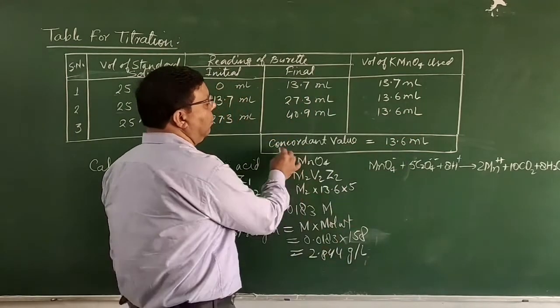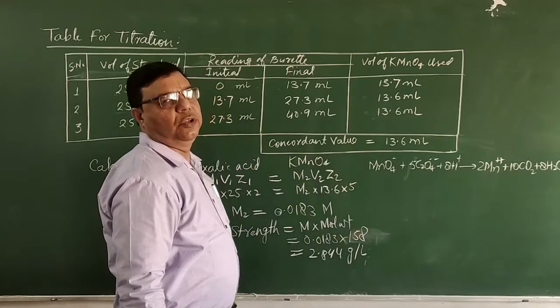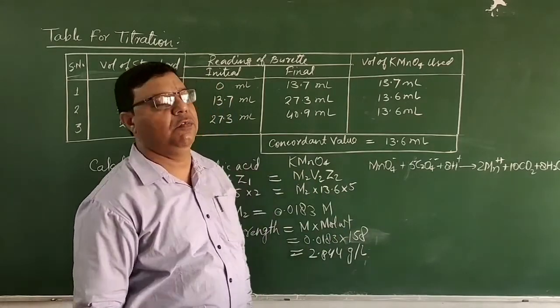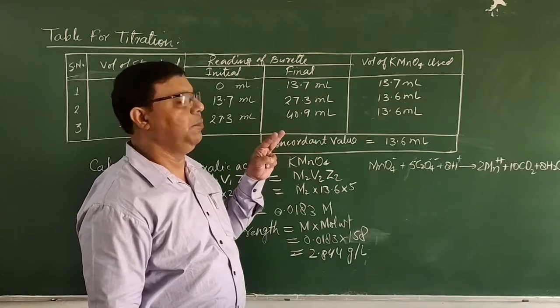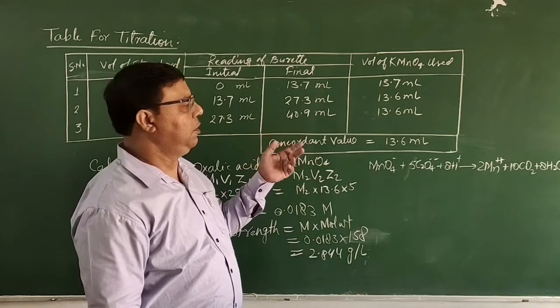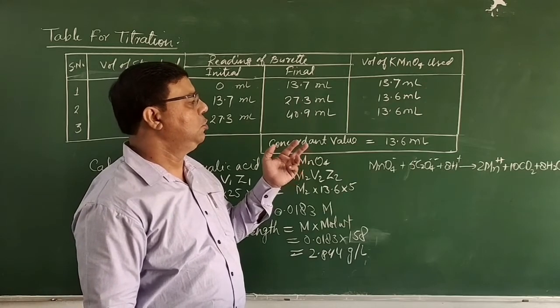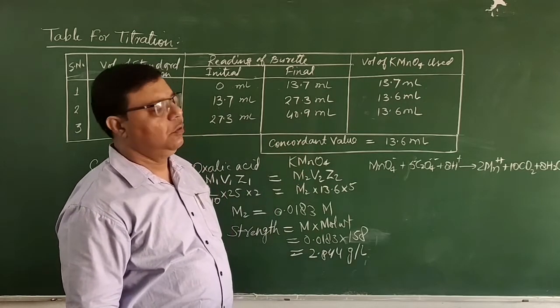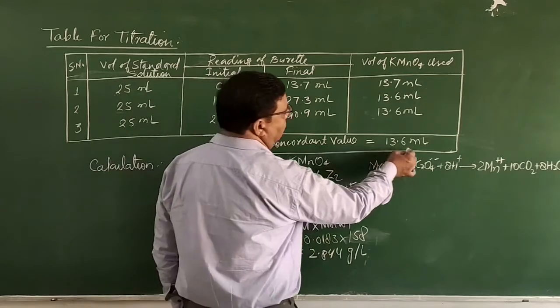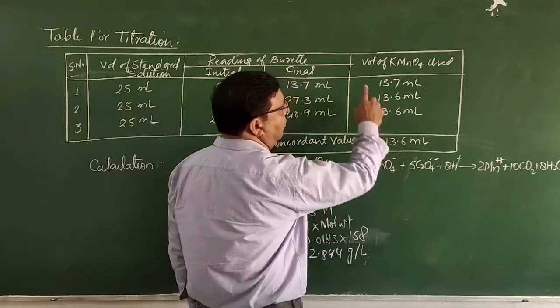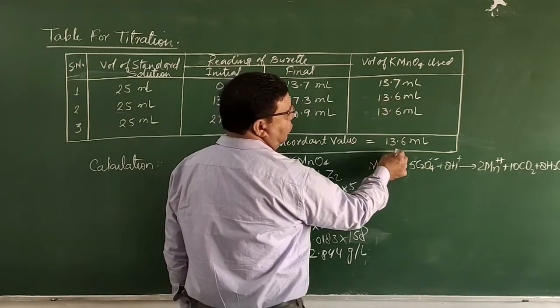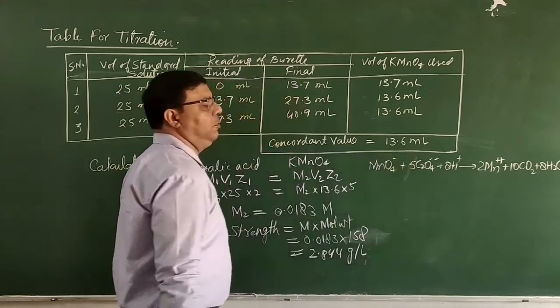So same readings are called concordant values. So we have to take concordant values, that is, at least two values should be the same. So you have to repeat the experiment until you get two same readings. So the concordant reading is 13.6 ml, that is the volume used. So we will use 13.6 ml.